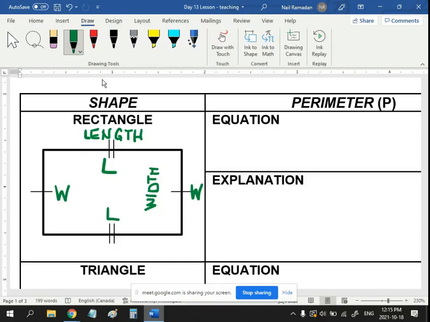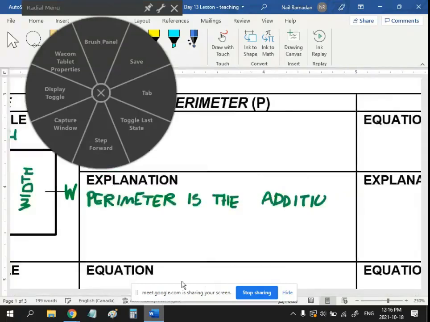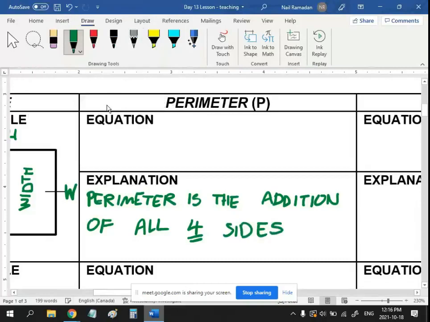How do you get the full perimeter of this? What do you do with those four sides? You add them up. So explanation, everyone. Under explanation, not equation yet. Just under explanation, right? Perimeter is the addition of all four sides.